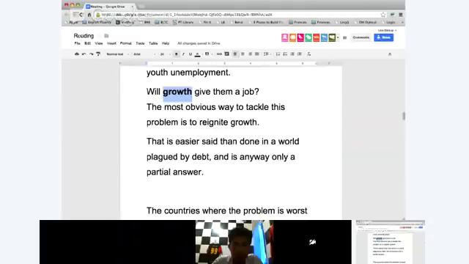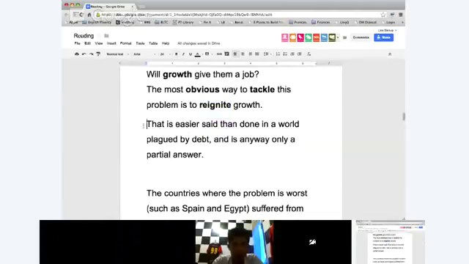All right. So the most obvious means what you would think of. It's kind of a no-brainer. They think that to tackle this problem, to fix this problem, we should have more growth, reignite, start up more economic growth. But this is a common phrase that is easier said than done.